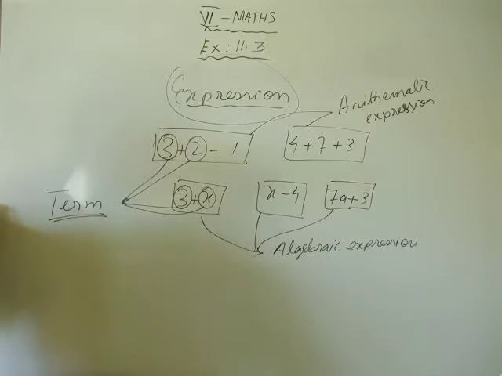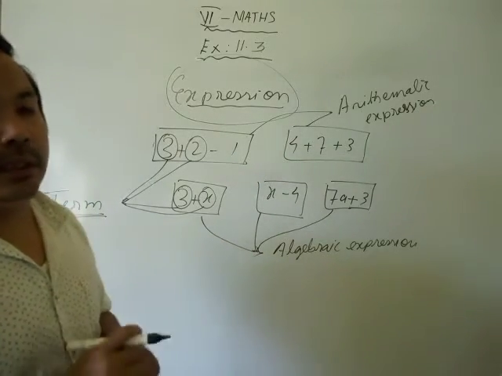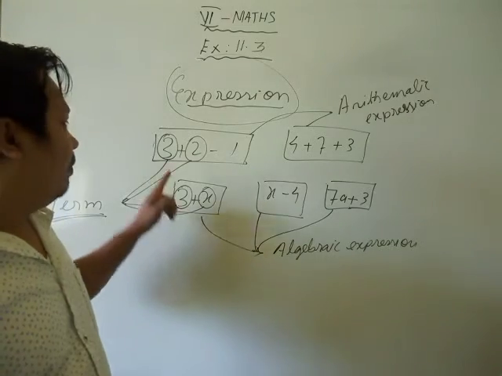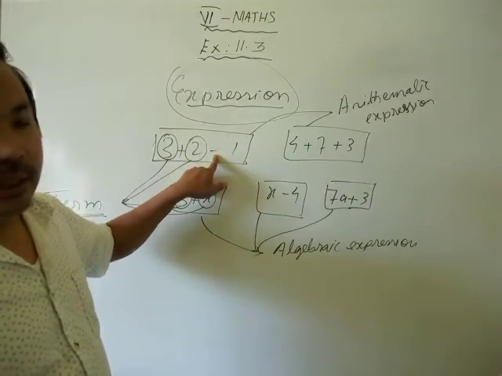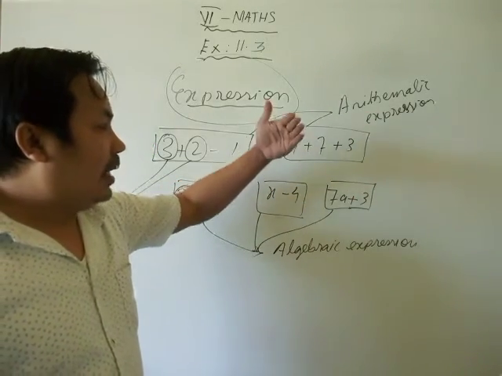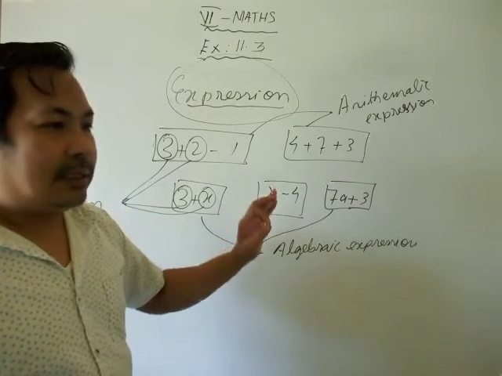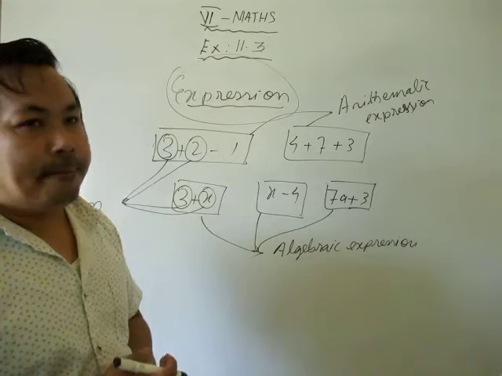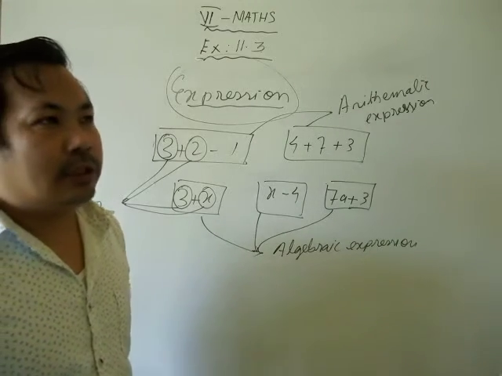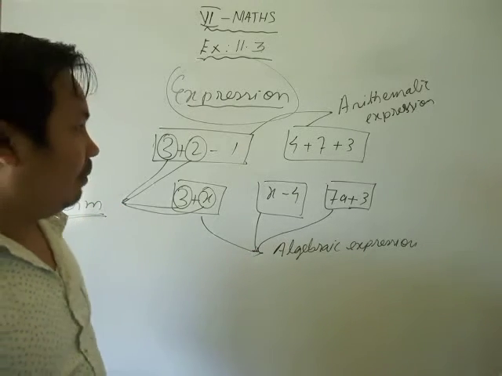Each of them is called a term. T-E-R-M, term, and terms are separated by plus or minus. Each of them is called a term in the expression, and terms are separated by addition or subtraction, I mean by the plus or minus sign, but not by multiplication and division. Division and multiplication do not separate the terms, but plus and minus do.